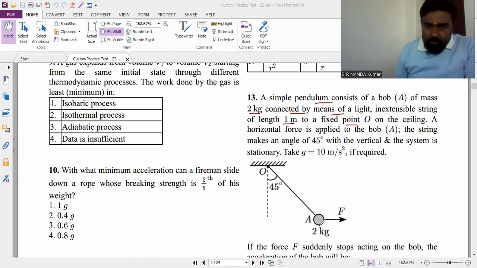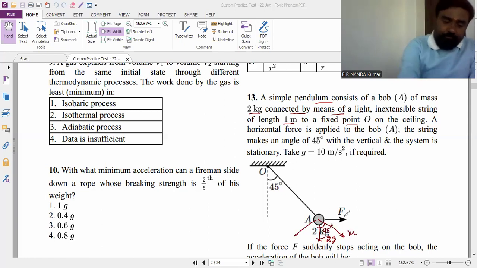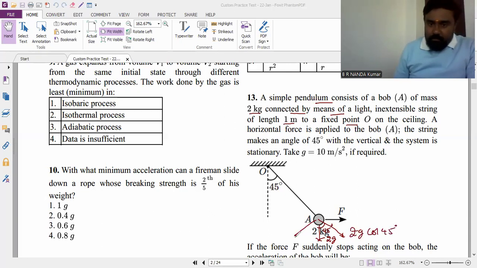So the weight of the bob acts downwards, that is 2 into g. Actually, it splits into two components. So this is 45 degree. The components are 2g cos 45 and 2g sine 45, and this one actually acts as a restoring force. So restoring force is equal to 2g sine 45, which is 1 by root 2, and this is equal to mass into acceleration, 2 into a. 2 cancels here. So g is 10, 10 is 5 into 2 divided by root 2, is equal to a.